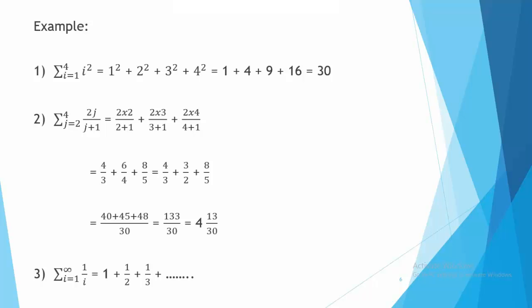The second one says sigma of 2j over j plus 1, where j goes from 2 to 4. So this time we are going to substitute numbers starting from 2 to 4. Each time in 2j over j plus 1, we are substituting 2 instead of j. So 2 times 2 over 2 plus 1 plus 2 times 3 over 3 plus 1 plus 2 times 4 over 4 plus 1. If you simplify, you'll be getting 4 over 3 plus 6 over 4 plus 8 over 5. So that would give you 133 over 30, which equals 4 and 13 over 30.